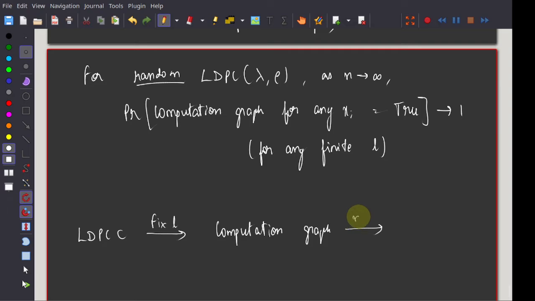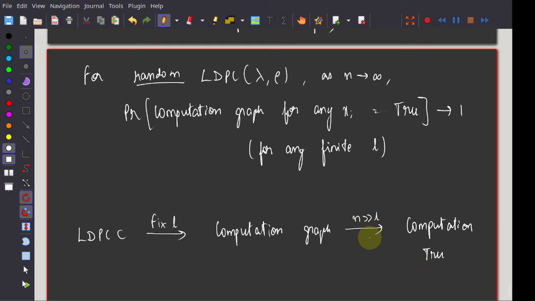And then if n is very, very large, then instead of looking at the computation graph of a specific LDPC code, all you need to look at is the so-called computation tree. And in fact, we look at random computation trees. So this is a class of random graphs, or a class of random codes that we want to study. But instead, we'll see the performance of the belief propagation algorithm over this class of random trees.